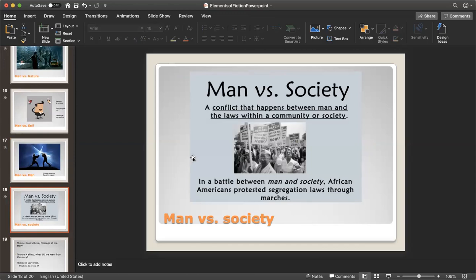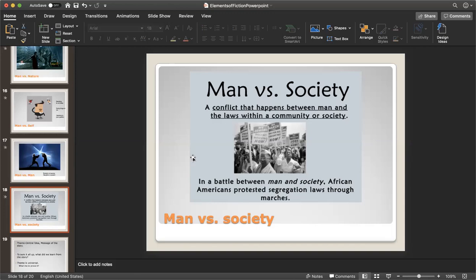This picture right here shows a group of people, African Americans, protesting separation laws through peaceful marches. They're going up against racism, these group of protesters. That's man versus society. Most recently, the famous football player Colin Kaepernick, he was one person. He started a movement, and he was kneeling during the national anthem, because he was protesting gun violence against African American citizens. That's man versus society.